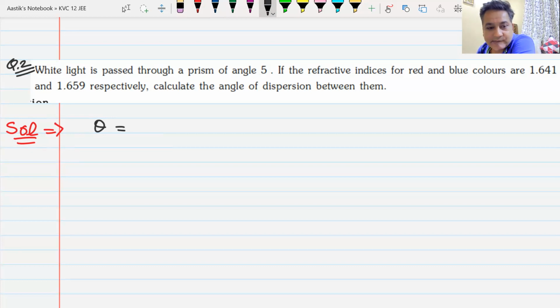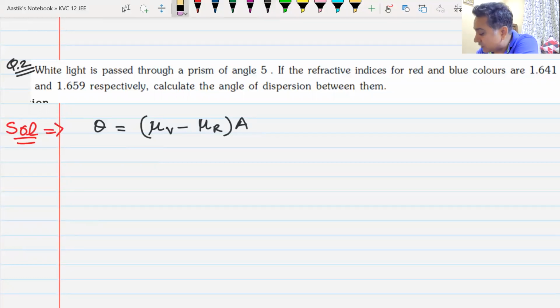How did you get it? Mu v minus mu r into A. Well done. You can straight away put the formula mu v minus mu r multiplied by A. Mu violet. It's not violet here, beta. They are asking you the dispersion between blue and red light. So let us put blue light here. Mu b minus mu r into A.